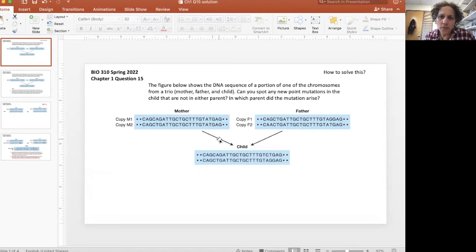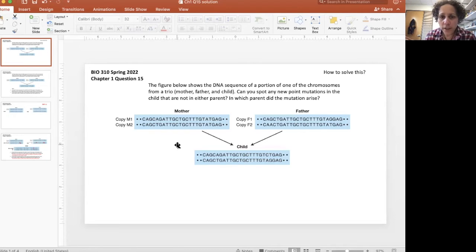Okay, so first, let's understand what we're looking at here, what this figure is representing. We have mother, father, and child. The way it's set up, it looks like a double-stranded DNA molecule. But it's not, and you can tell because the sequences are very, very similar. We know that double-stranded DNA molecules have to be anti-parallel and complementary to one another. So that's not what we're looking at.